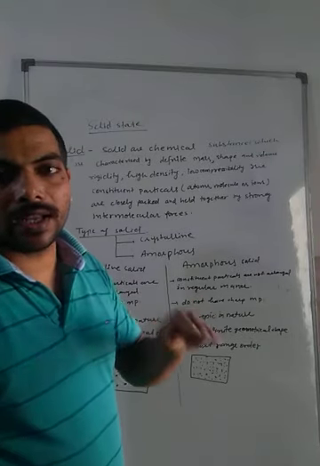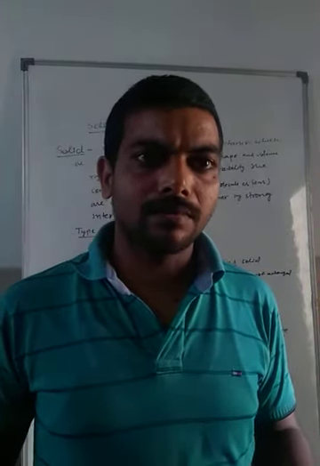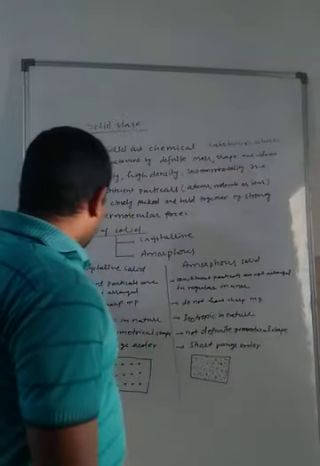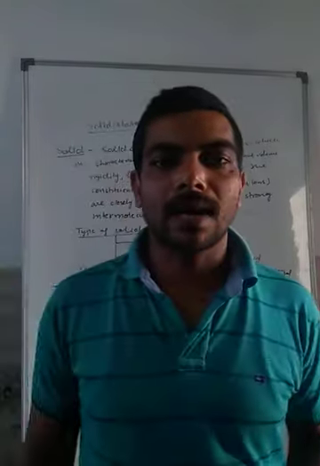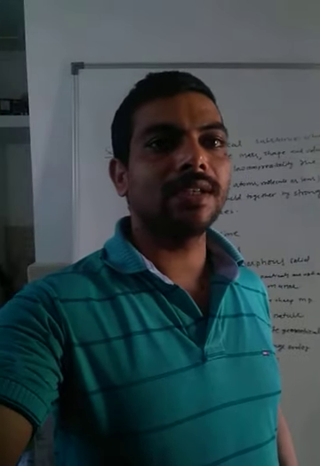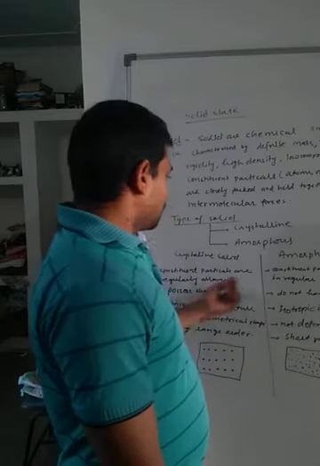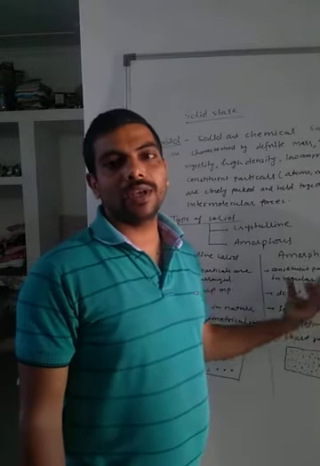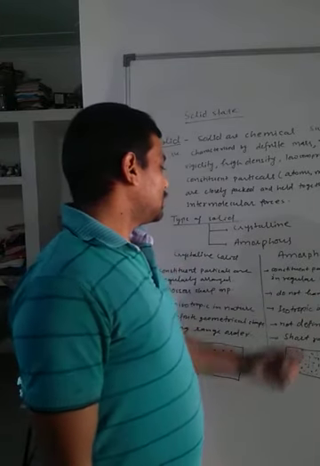It means they are arranged in a particular way, in a row, in a column, in a particular arrangement. They possess a sharp melting point, a sharp range of melting points. It means that the solid starts to melt at a particular melting point. In the case of amorphous solids, the constituent particles are not arranged in a regular manner. They are arranged irregularly or randomly. They do not have a sharp melting point.